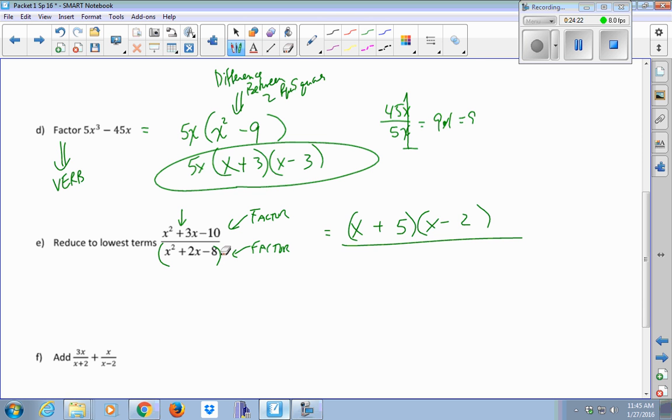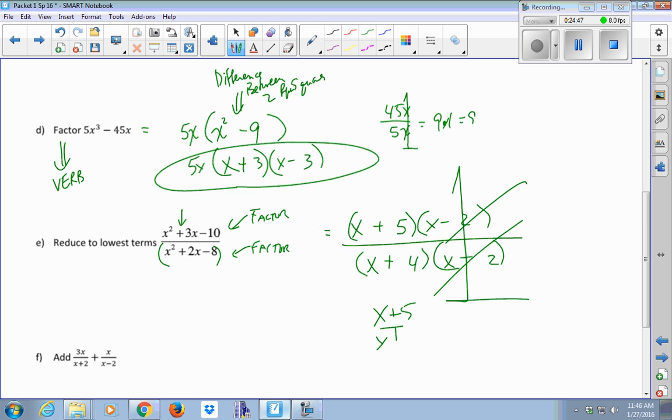What's this one say? Factors of 8 that differ by 2. What are the factors of 8 that differ by 2? 4 times 2. You can always use the top to help you, because if it's going to reduce, it would have to have x minus 2 in it. And it does. Here's your fancy form of 1. You can divide that out. You call it slashing. And there's your answer, x plus 5 over x plus 4.